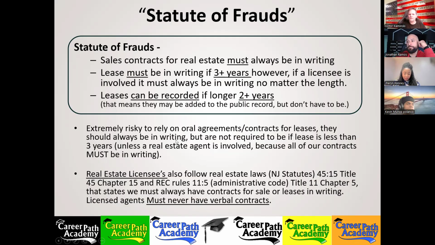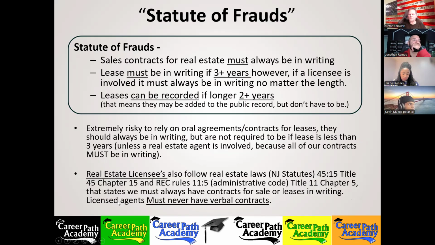Otherwise, how do you know what the terms are? How do you remember what all the terms were agreed upon? And how do you enforce it if you can't prove it? That becomes challenging. And we as real estate licensees, we follow real estate laws, the statutes of the state, Title 45, Chapter 15, as well as the Administrative Code, which is the rules and regulations of the Real Estate Commission, which is Title 11, Chapter 5.